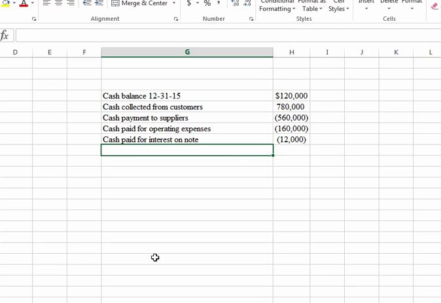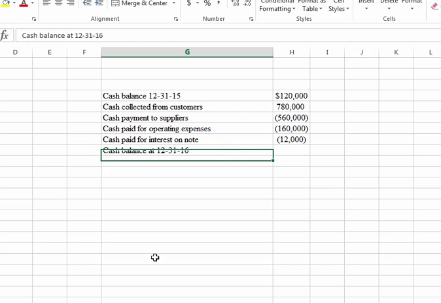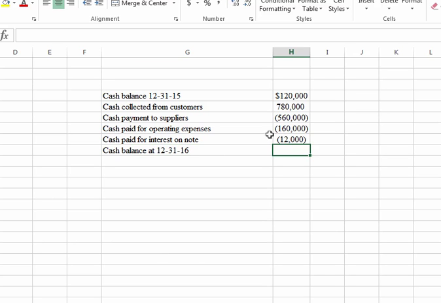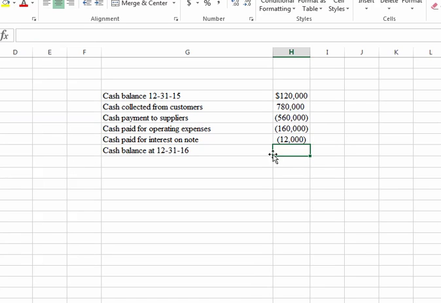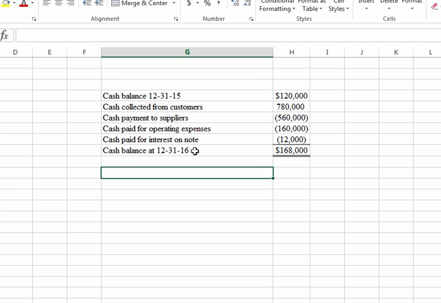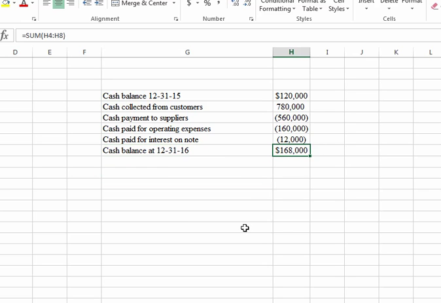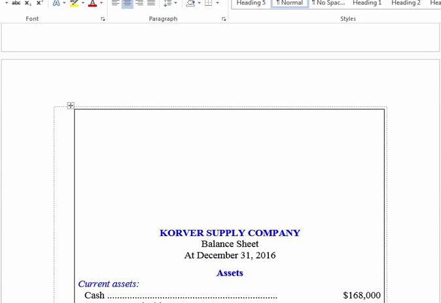All right, now if we total that up, that should give us cash balance at 12/31/16. All right, so let's sum that one. That gives us $168,000. All right, so let's go back to the balance sheet and put in cash. And there you go, it's $168,000, our first current asset.